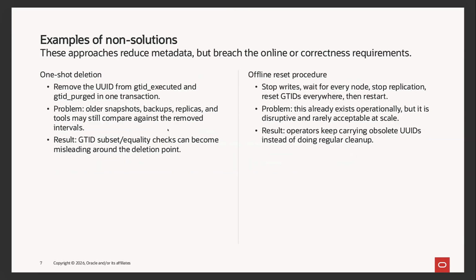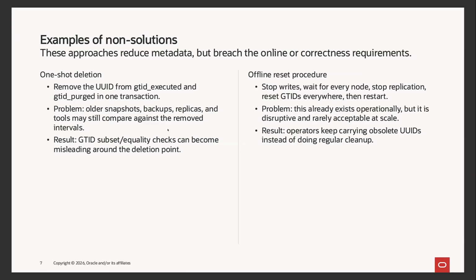Examples of known solutions that could be implemented. Do the removal in one shot: in one simple step, remove the UID from gtid_executed and gtid_purged. But the issue is that this will make snapshots incompatible or even invalid. Backups and replicas will also be incompatible or invalid. And even a replica may not be able to connect to a source if it was not up to date when the removal was done on the source.